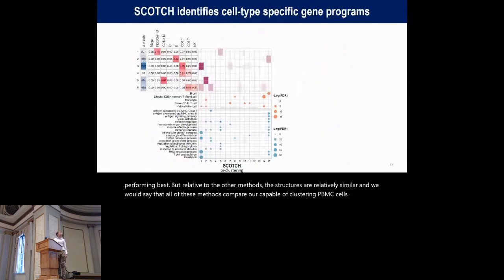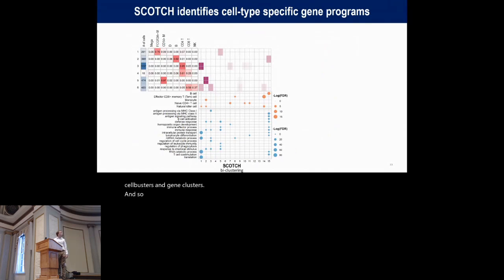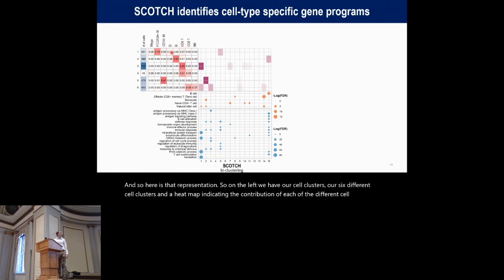However, SCOTCH gives us the added benefit of analyzing relationships between our cell clusters and gene clusters. And so here is that representation. On the left, we have our 6 different cell clusters, and a heat map indicating the contribution of each of the different cell types within each of those cell clusters. In the middle is our S matrix, which denotes the sharing between cell and gene cluster factors. And on the bottom are the 15 different gene factors that we have and their corresponding enrichment for either cell type annotations or biological processes.